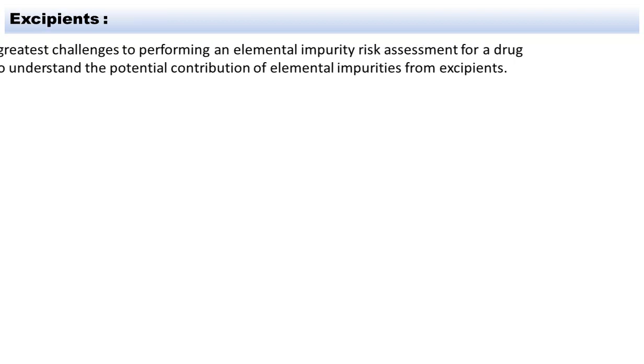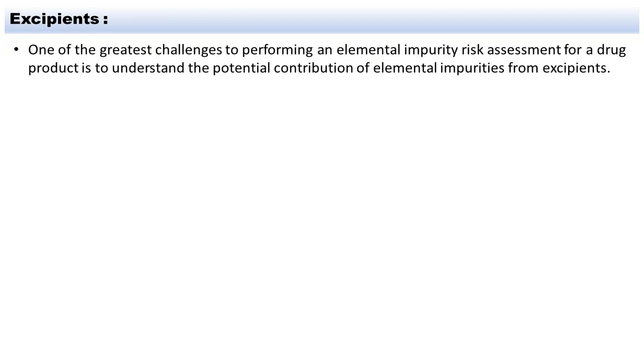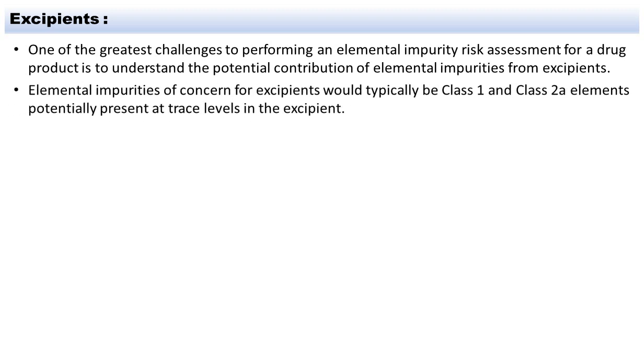One of the greatest challenges to performing an elemental impurity risk assessment for a drug product is to understand the potential contribution of elemental impurities from excipients. Elemental impurities of concern for excipients would typically be class 1 and class 2A elements, potentially present at trace levels in the excipient. Source of the excipient.